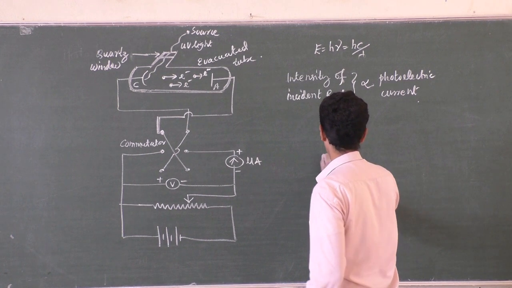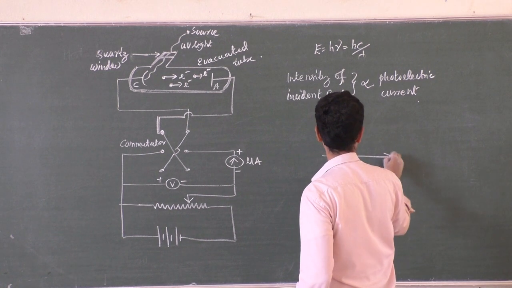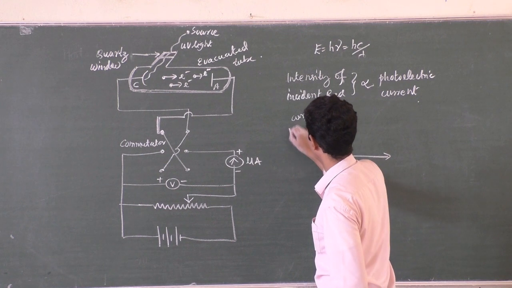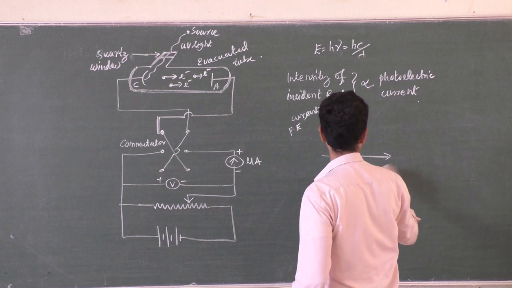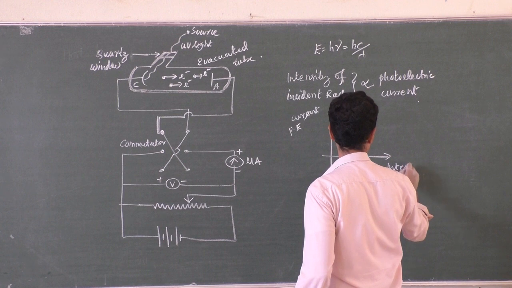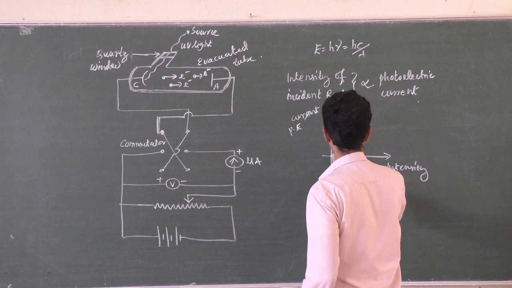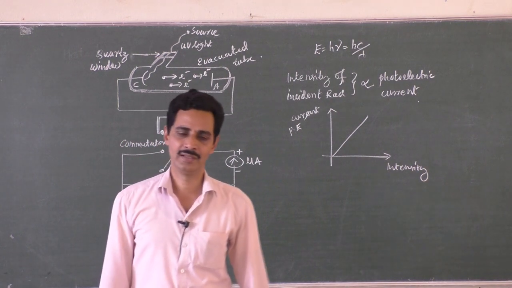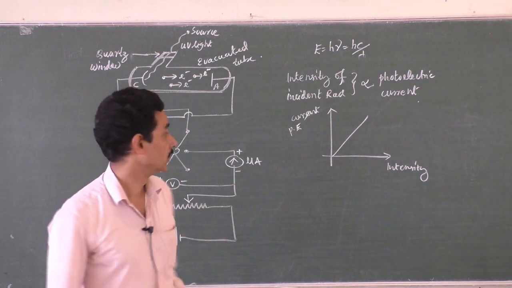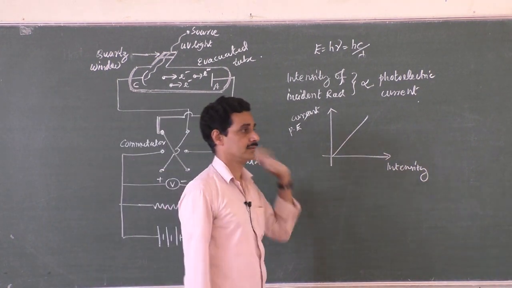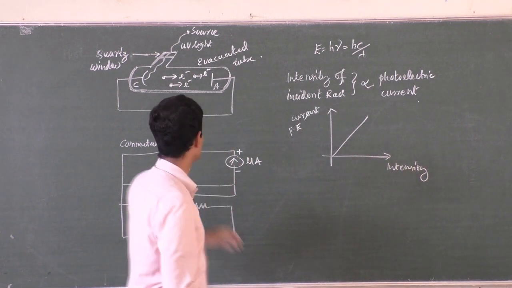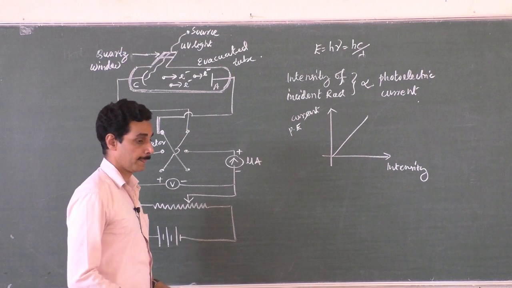When you draw a graph of photoelectric current versus intensity of incident light, you get a straight line. When there is no intensity, what do you mean by no intensity? The bulb is switched off, that's all. No photoelectrons, no current. When the brightness is increased little by little, the photoelectric current goes on increasing.